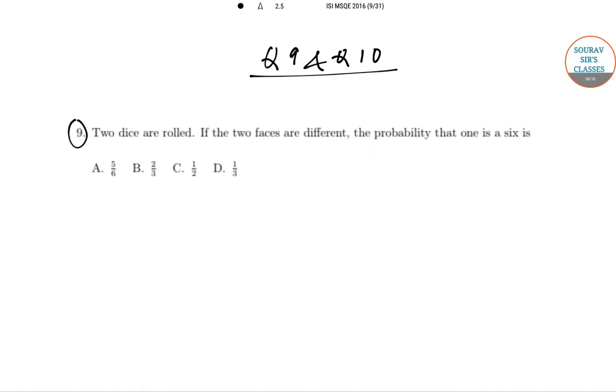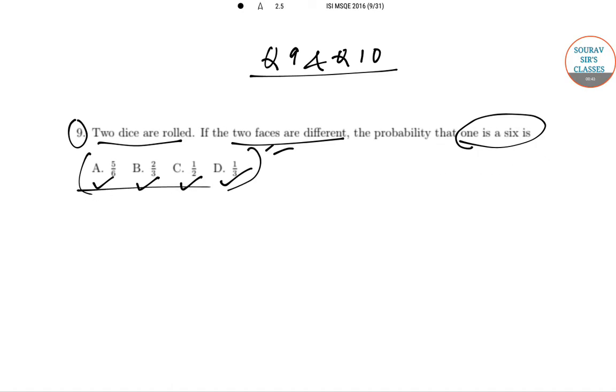In question number 9, two dice are rolled. If the two faces are different, then the probability that one is a 6 is 5 by 6, or 2 by 3, 1 by 2, or 1 by 3. So in this case, two dice have been rolled and it is assumed that if the two faces are different, then the probability that one of the faces is 6 is given from out of these four options.